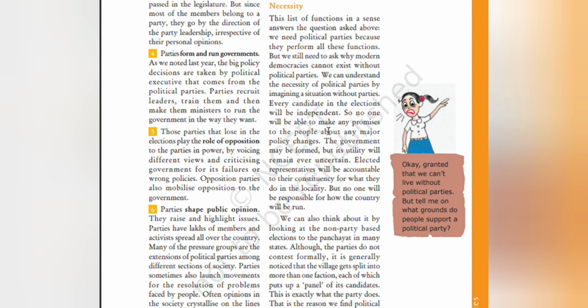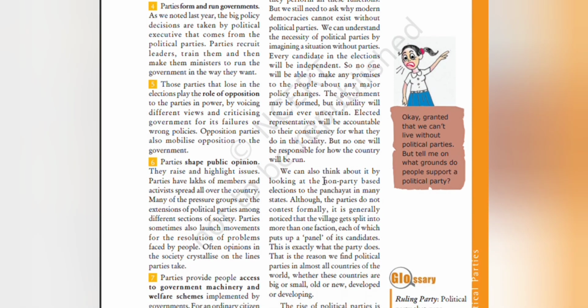Every candidate in the election will be independent. So, no one will be able to make any promises to the people about any major policy changes. The government may be formed, but its utility will remain ever uncertain. Elected representatives will be accountable to their constituency for what they do in the locality. But no one will be responsible for how the country will be run.